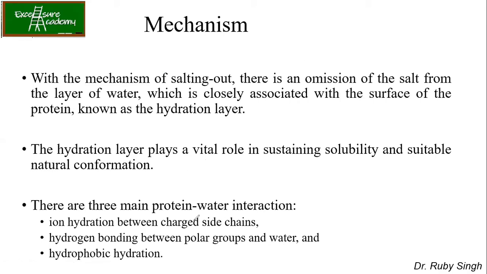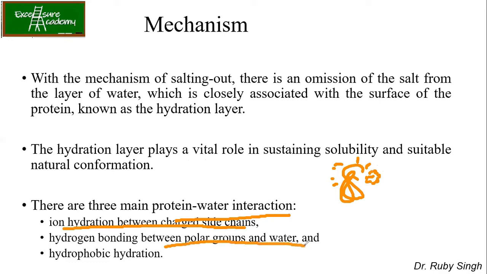So there are three main protein-water interactions. So what are those? Ion hydration between the charged side chains. So you have a protein. Each amino acid has got their side groups, right? So they interact with the water molecules. Hydrogen bonding between polar groups and the water. So you know that many amino acids like serine or threonine, they have got OH group. So they form hydrogen bonds with the water molecules which are present in the solution.